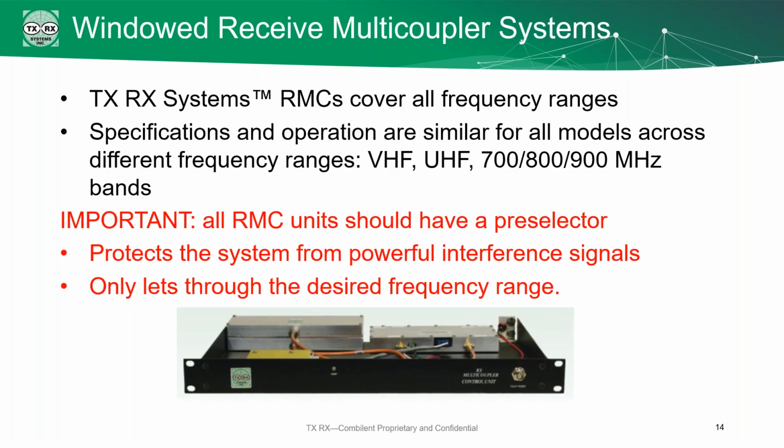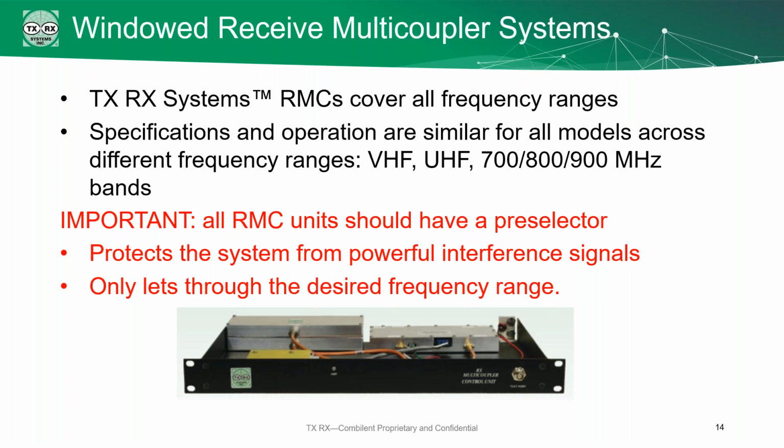As we mentioned before, we have RMCs that will cover all the frequency ranges: VHF, UHF, 7, 8, and 900. It's important, though, that these systems have a pre-selector, which is that bandpass filter in front of the system. The TTA system has this as part of the tower top box, but the receive multicoupler does not.